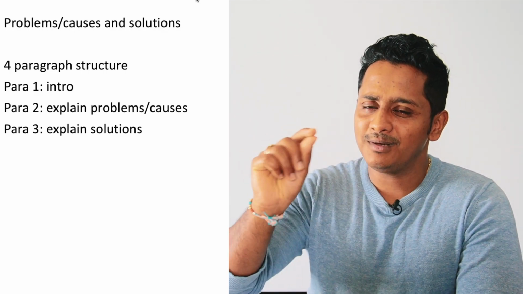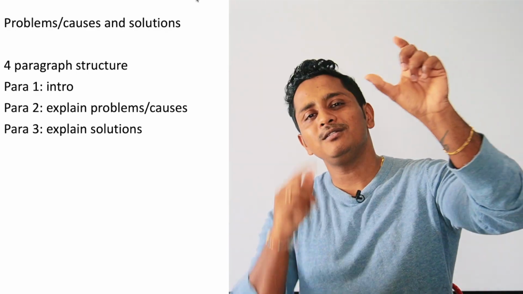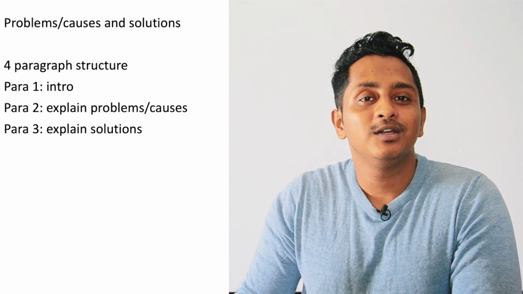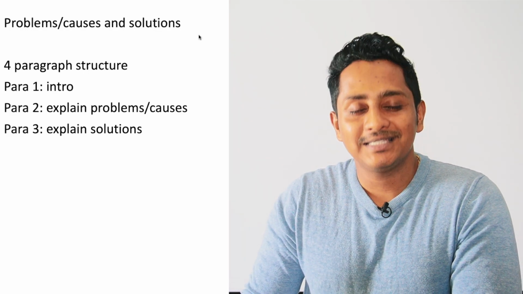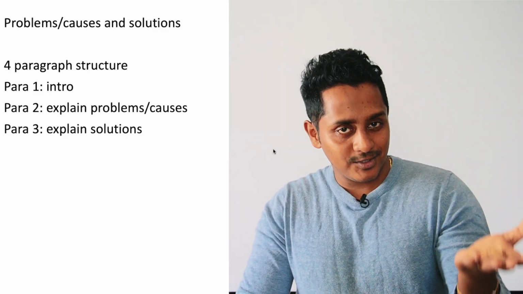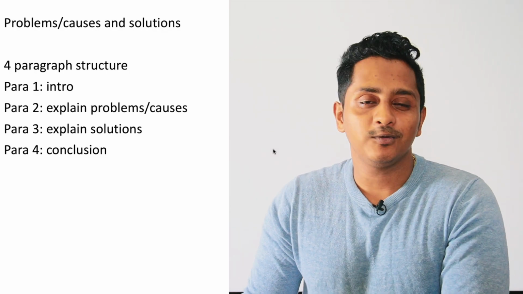They would have given a problem and asked what the causes and the solution are. For the solution, they would have given a question for that, and you will write the solution. But here, for whatever problem you write, write the solution for the same problem. There is an alternative structure. This is one of them, where in para 2 you explain the problems, in para 3 you explain the solution, and in para 4 you conclude.